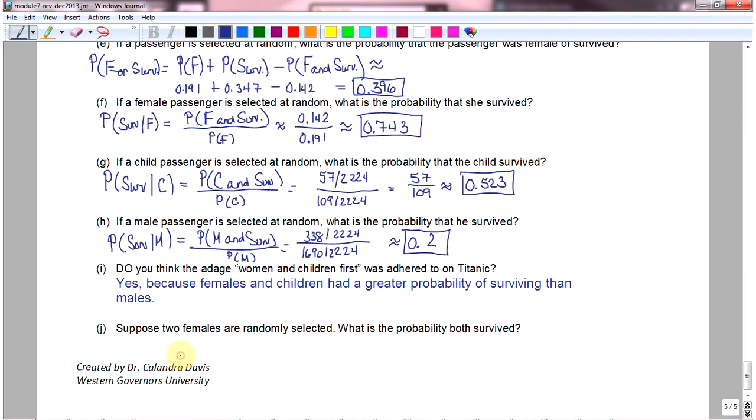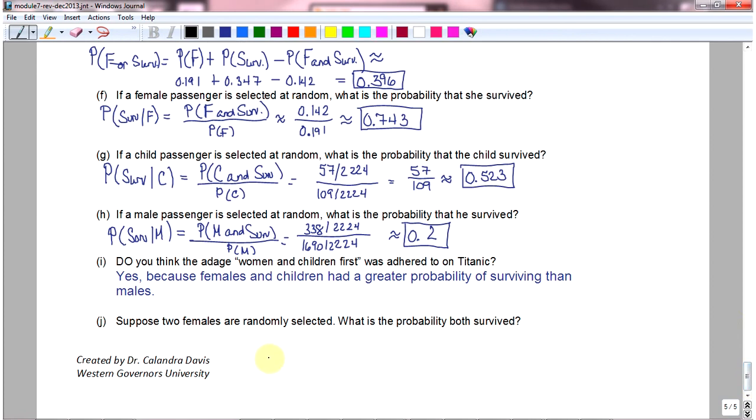Okay, for part J, suppose two females are randomly selected. What is the probability that they both survived? So this is where you can kind of think of it as a tree diagram. So we're only looking at females and we want them both to have survived. Okay, so we're going to look at the probability that it was a female who survived, and then we're going to multiply it times, again, the probability of the remaining that it would be a female who survived.